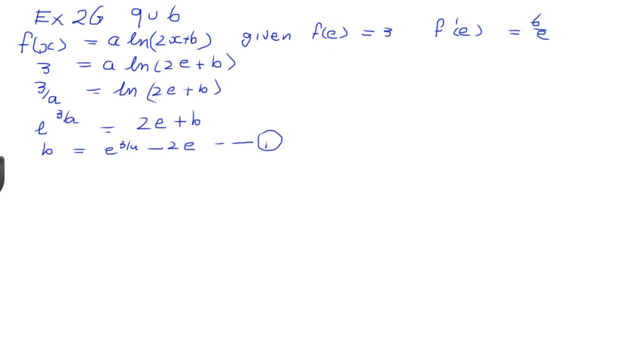Now we need to use the second piece of information, that the first derivative at e is 6 on e. So let's put 6 on e as our subject. Take the first derivative in your head. So that's a constant a. The derivative of an ln function is 1 over, so that's going to be over 2x plus b. And find the derivative of 2x plus b, that's 2. Now if we divide both sides by 2 straight away, because it's 2a, we'd get 3 on e equals a on 2x plus b.